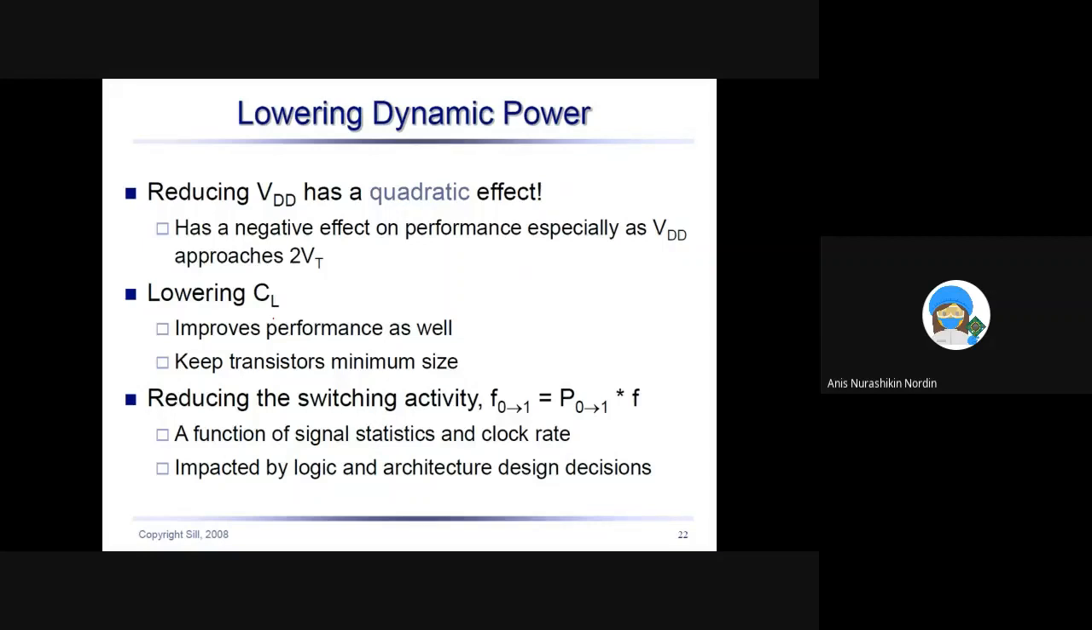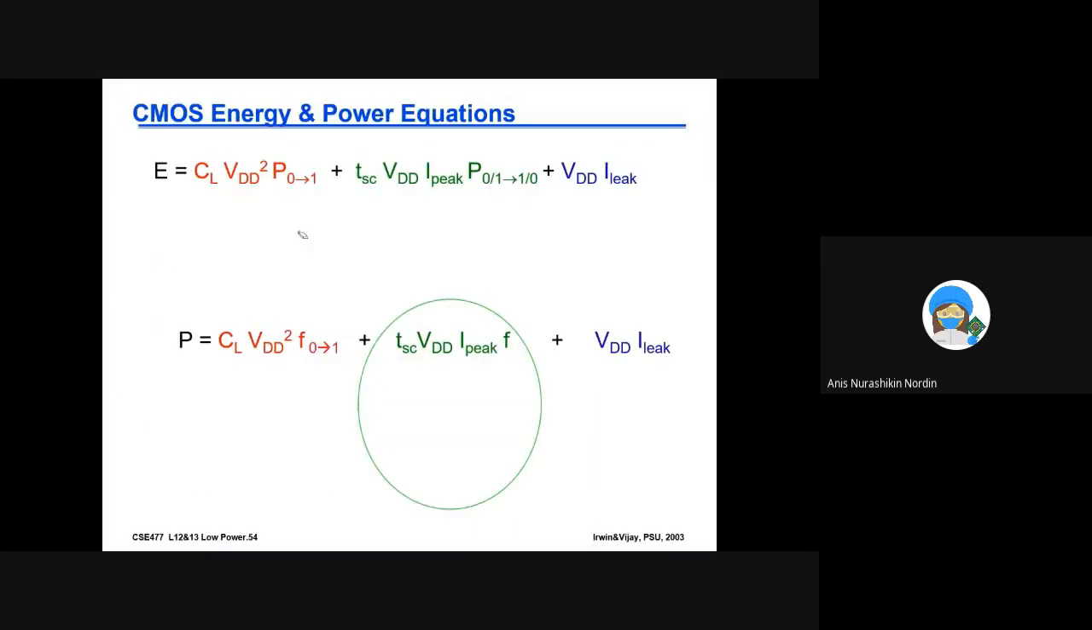And how else can you reduce the dynamic power? By reducing the switching activity. And this one is a function of the signal statistics and the clock rate. Okay, so you can do this by changing the logic, by introducing sleep transistors, by moving the logic blocks, reordering the logic, and all the other items that we mentioned today. Okay, so just to summarize, how can we reduce the dynamic power? You can reduce the dynamic power by reducing VDD. And because the formula is, this is the formula.